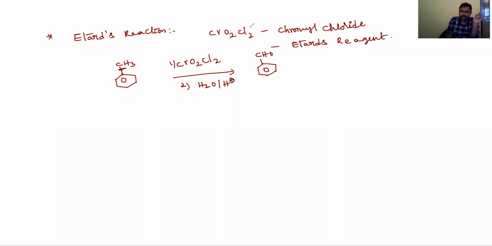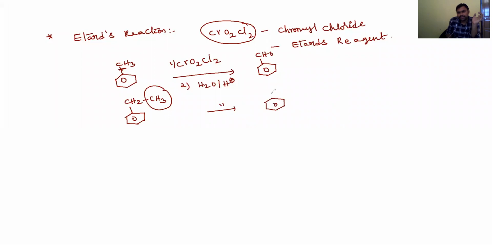So this chromyl chloride oxidizes the terminal alkyl group, the terminal CH3 group, into a CHO aldehyde group. For example, if ethyl benzene is present, it only oxidizes the CH3 group into CH2-CHO. Okay, students, it is a selective oxidizing agent.